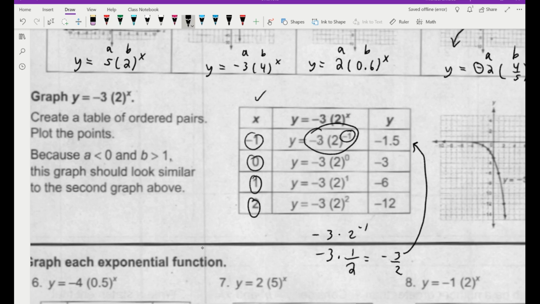And here when we graphed it, this would have been a growth equation, normally looking something like that. But because of the negative sign in front, it is reflected. And that's why this graph is going down.